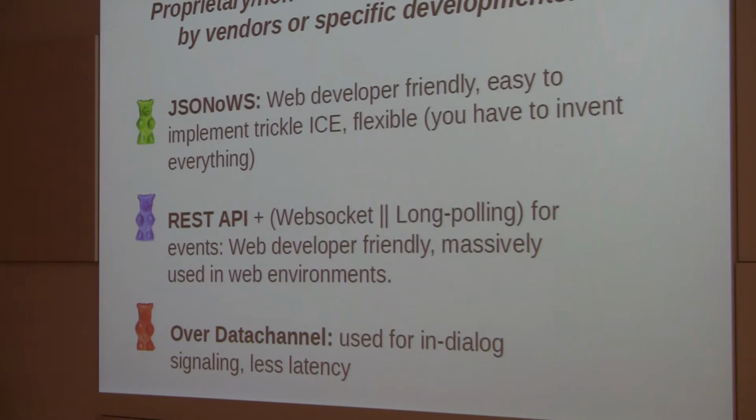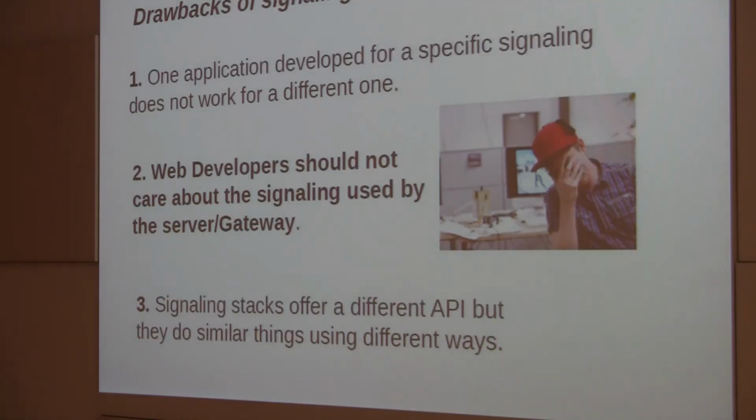It has less latency because the messages go peer-to-peer. But anyway, you need some signaling to create that data channel. So there are alternatives which work, but in some cases they are incomplete solutions. There are a lot of alternatives, but we found some problems with that.